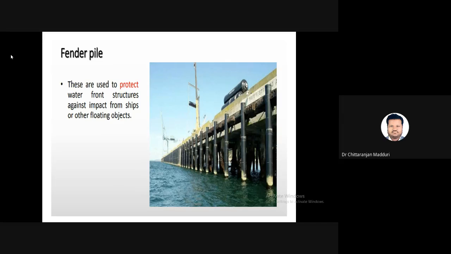It is also asked in GATE. So fender pile, please remember, fender piles are used to protect the waterfront structures against impact from ships or other floating objects. These fender piles are also known as dolphins. Please remember dolphins. Very important, one more question.